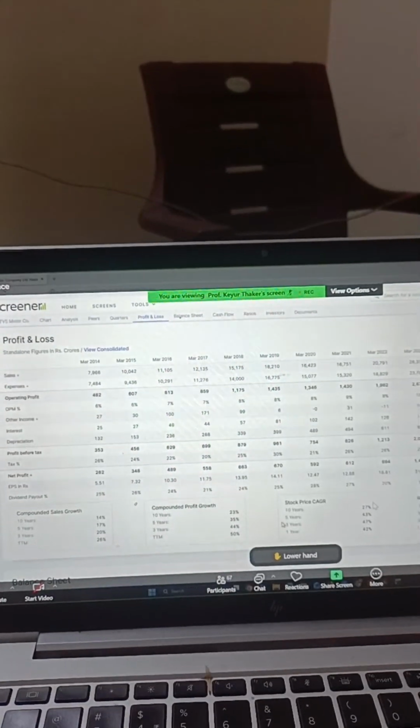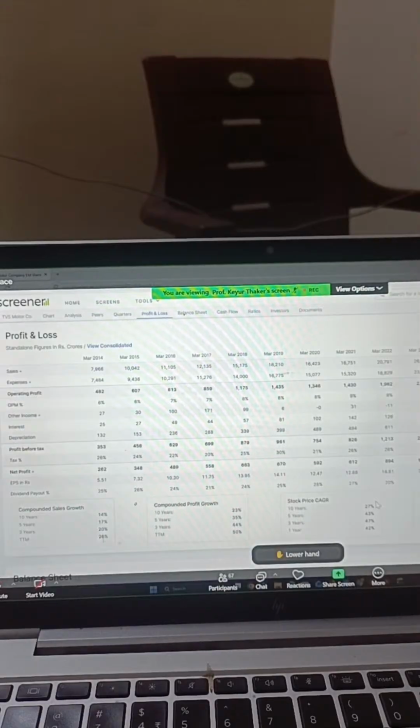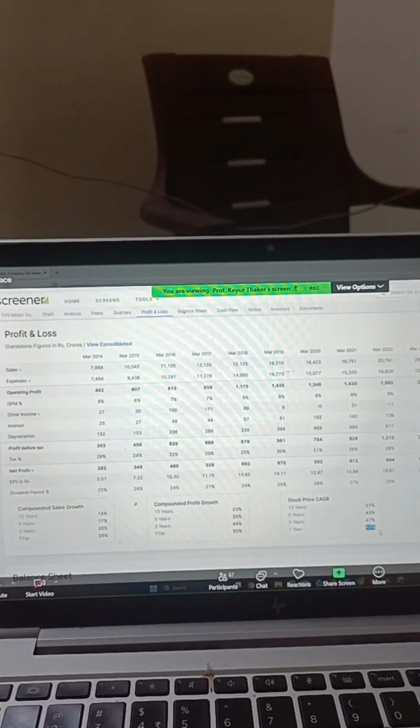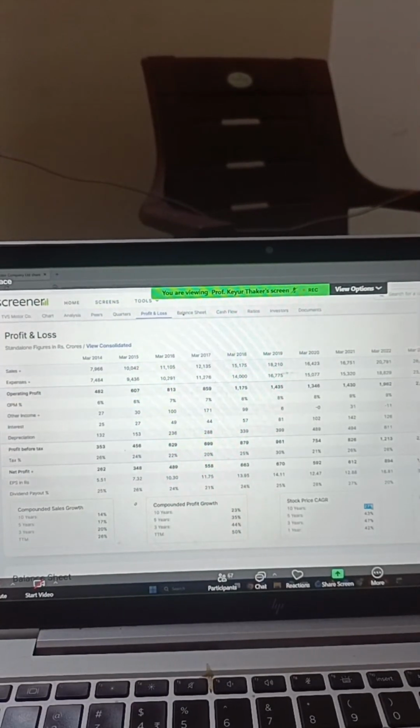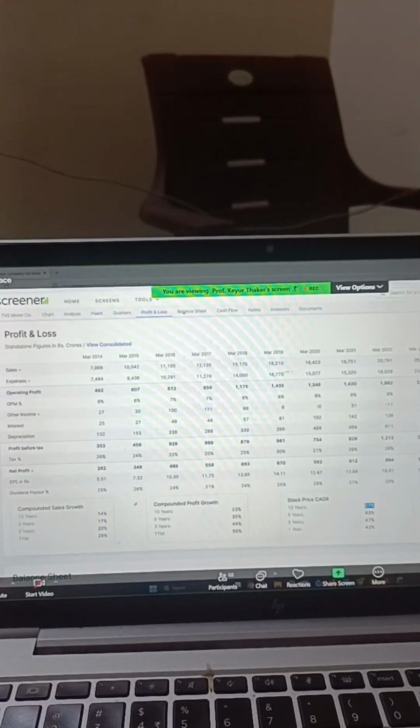The company over the 10 years have grown at the rate of 14%. And company last 12 months have grown at the rate of 26%. And the company's profit has grown by 50% in last 12 months. And company stock price have grown at a compound annual growth rate of 27% over last 10 years. Which investment can give you 27% return? No investments. So if you can pick up a good company, you have struck a gold mine.